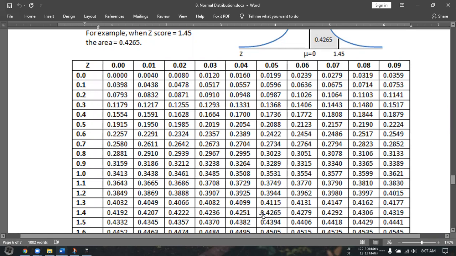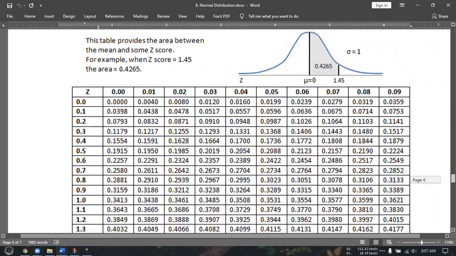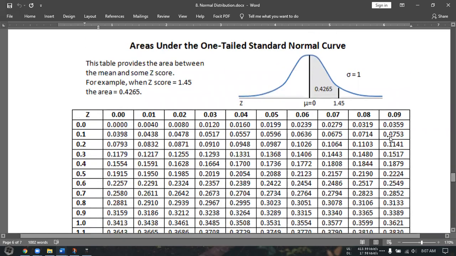So the area from the mean to the score whose z-score is 1.45 is 0.4265, or 42.65% of your distribution. 42.65% will fall between the mean and the score.